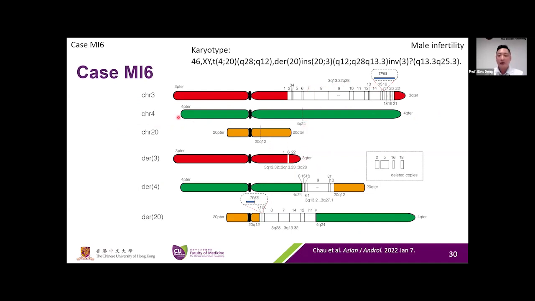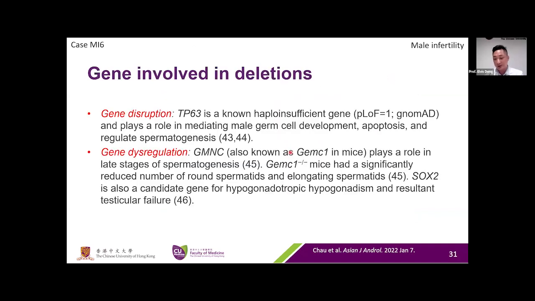This is the case that has chromosome 3 fragmented into 22 fragments. Some of them have been deleted. Some of them remain in chromosome 3, but two parts of them were inserted into chromosome 4 and chromosome 20. But the important story is that TP63 has been disrupted, which is known to cause haploinsufficiency. And some of the genes near the breakpoint junction are also known to play an important role during spermatogenesis.